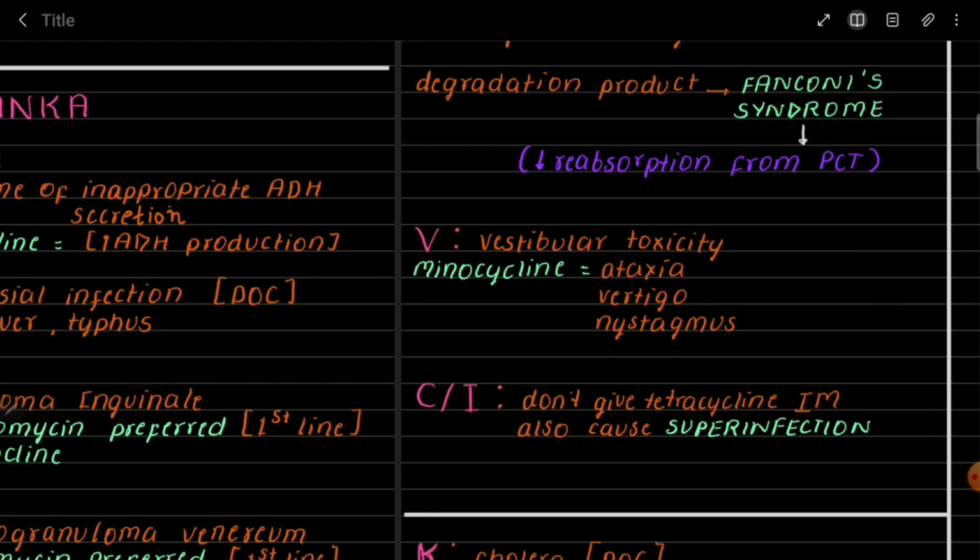Superinfection is a disease that can be caused by broad spectrum antibiotics. When we give a broad spectrum antibiotic, we are suppressing the normal flora as well, and normal flora protects our body from diseases. So if we suppress the normal flora of our body for a prolonged period, it can give rise to the growth of pathogenic bacteria that can cause further infections. So this is why tetracyclines can also cause superinfections.